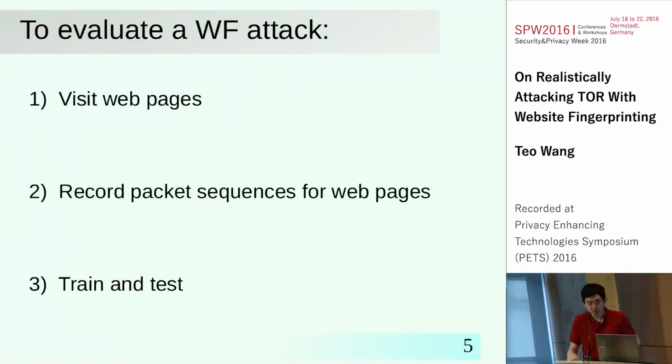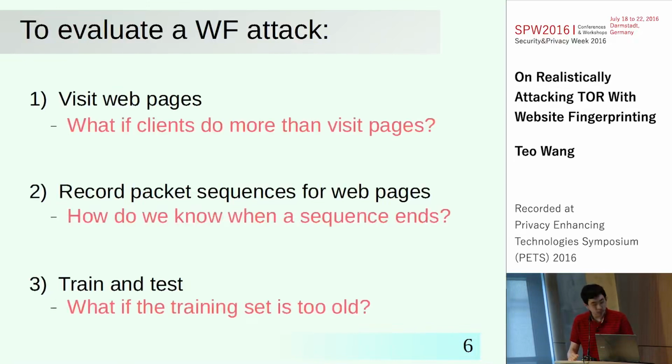So let's look at what this testbed is. This testbed involves a simple evaluation procedure. We are going to visit some web pages, record packet sequences for those web pages, and do some training and testing. Now, this sounds very simple and direct, but it turns out there are problems with every step of this procedure. What if clients do more than just visit pages? What if they're also, for example, watching a video in the background? When we record packet sequences, we start and then we end. But how do we know when a packet sequence should really end in the real world?